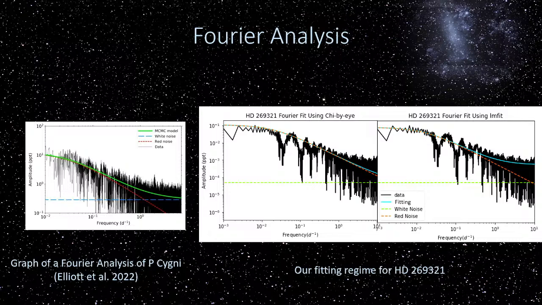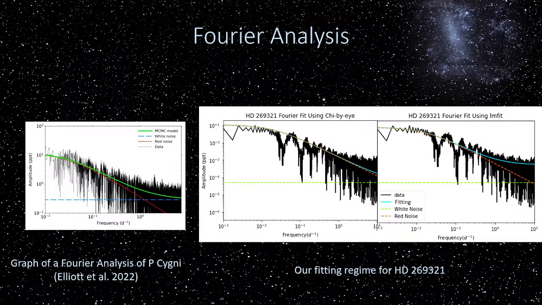So the Fourier analysis, this is the overall power distribution as a function of time scale. So this is how likely a power output would be for a frequency. On your left is the Fourier analysis for P Cygni done by Elliott et al. We used similar methods for this.